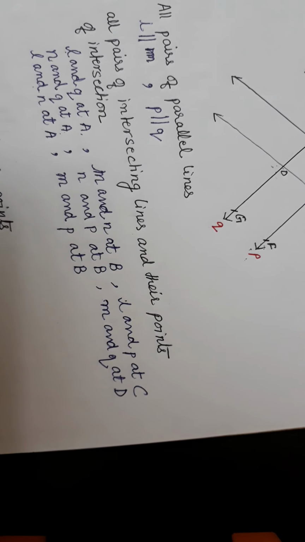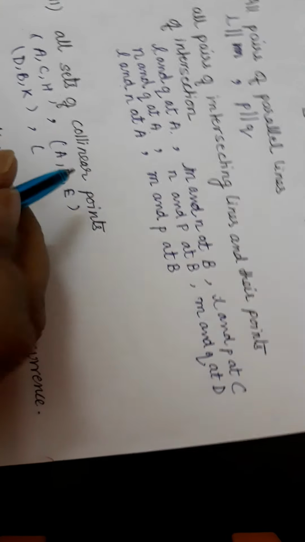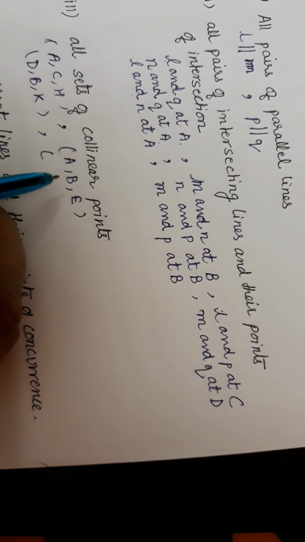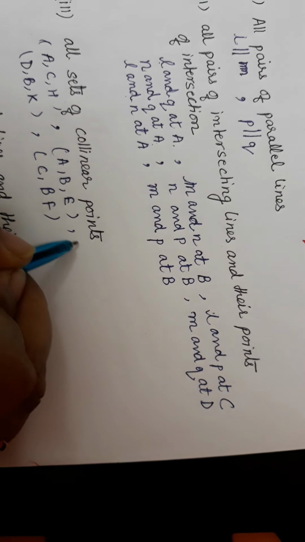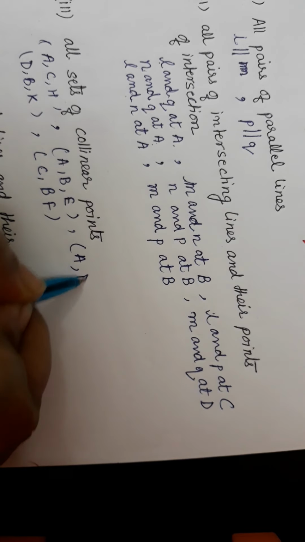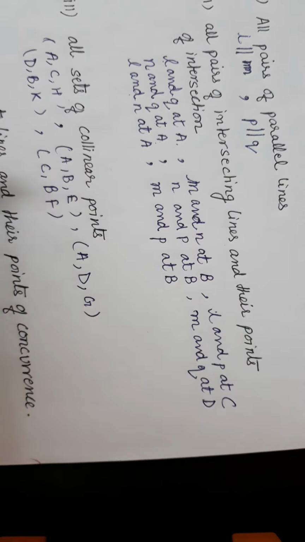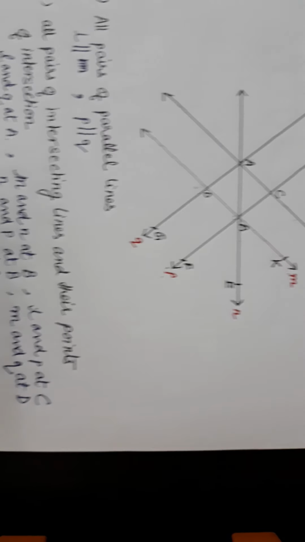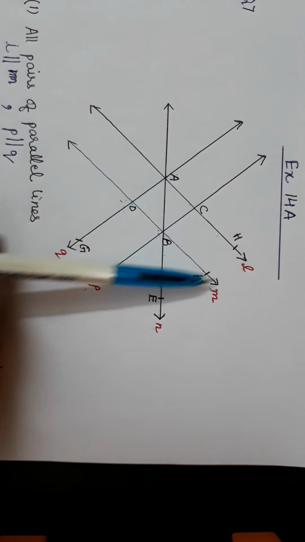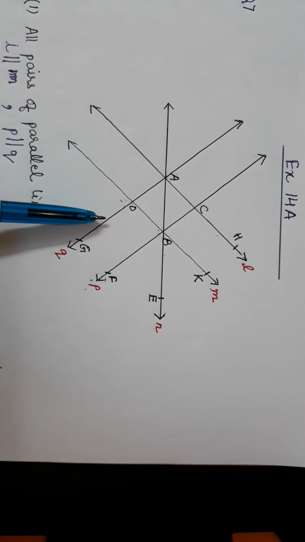Okay. So I can quickly write here C, B, F, okay, and A, D, G. So these are my all sets of collinear points given on the various lines in this figure.